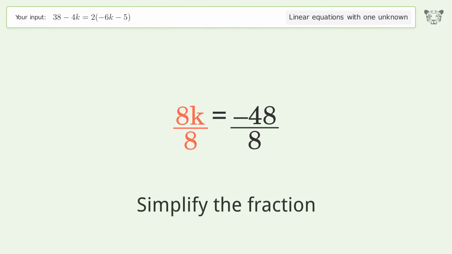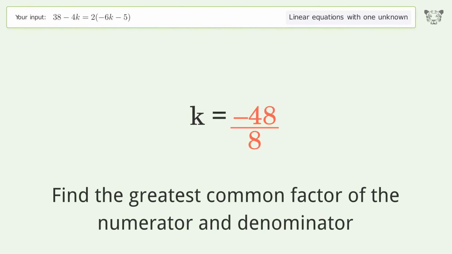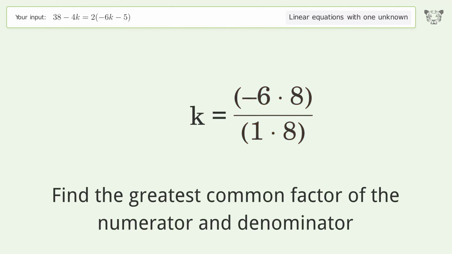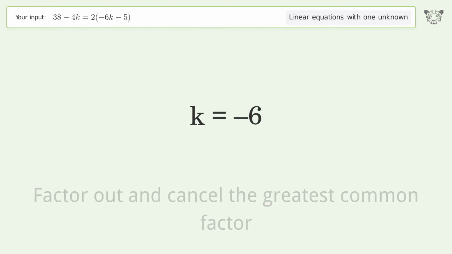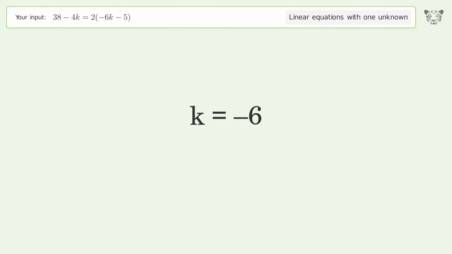Simplify the fraction. Find the greatest common factor of the numerator and denominator. Factor out and cancel the greatest common factor. And so the final result is k equals -6.